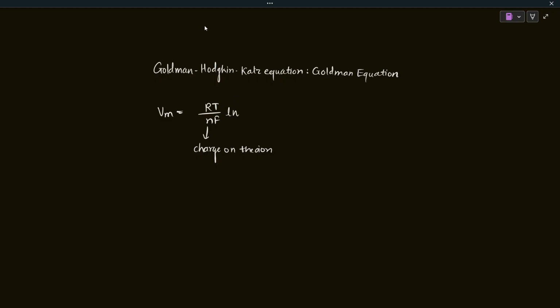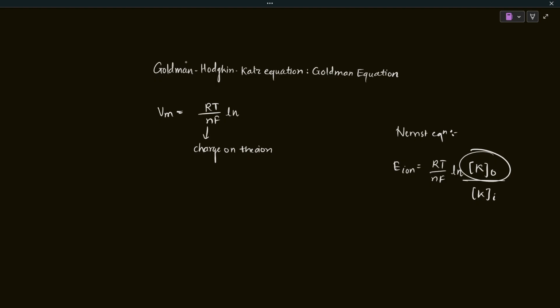Before writing this equation down, let me tell you about the Nernst equation, so let's write the Nernst equation first. The Nernst equation tells us that the equilibrium potential of any ion is equal to RT by nF log of the concentration of that particular ion outside the cell upon the concentration of that ion inside the cell. So this accounts for the concentration of ions outside as well as inside of the cell.